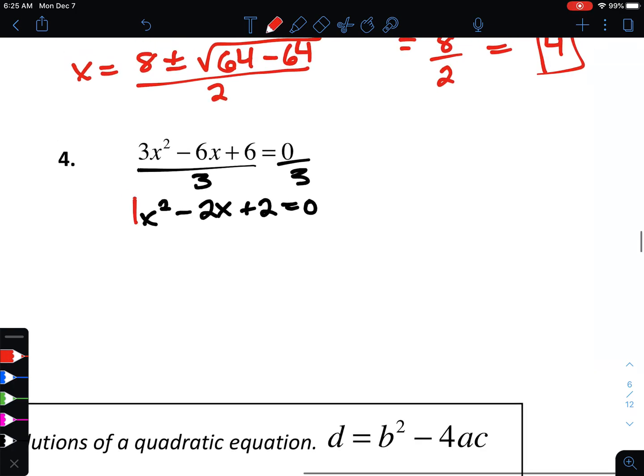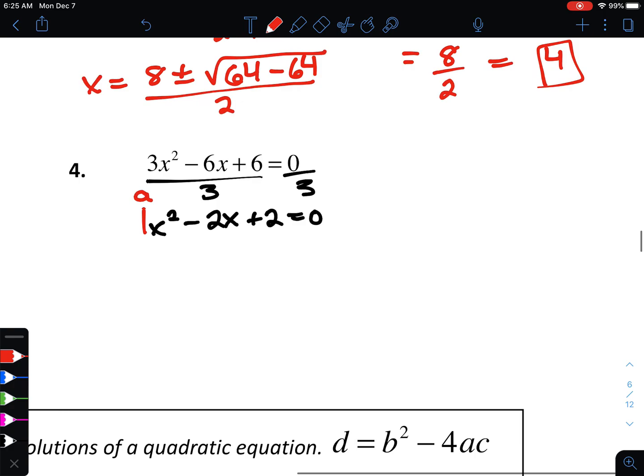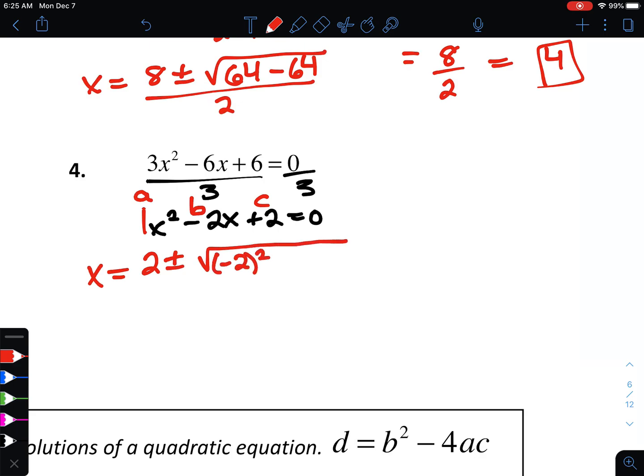All right, so now let's go ahead and identify a is 1, b is -2, c is +2. So x is equal to the opposite of b. Opposite of -2 is +2, plus and minus the square root of b squared, which is -2 squared, minus 4 multiplied by a, which is 1, multiplied by c, which is 2. All over 2a, so 2 multiplied by 1.